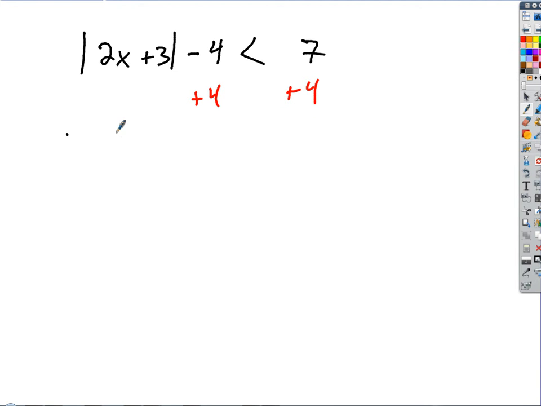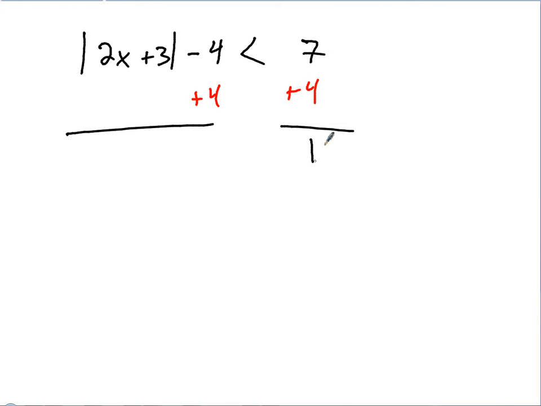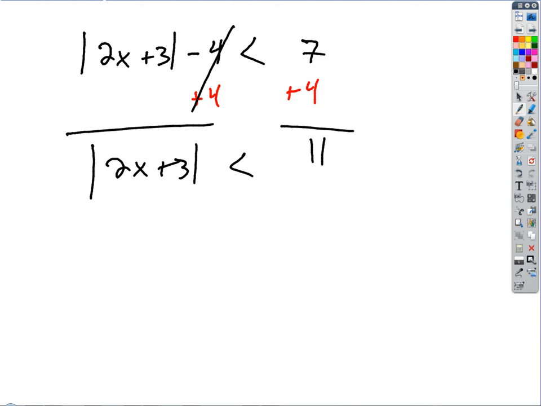Okay, what do we get? On this side we get 11, on this side the 4's cancel, and I get the absolute value of 2x plus 3 is less than 11. Now think about this. That's like saying the distance from 0 is less than 11. Let's take a look at a number line real quick. Now that I can draw, I think I can maybe make this a little clearer.